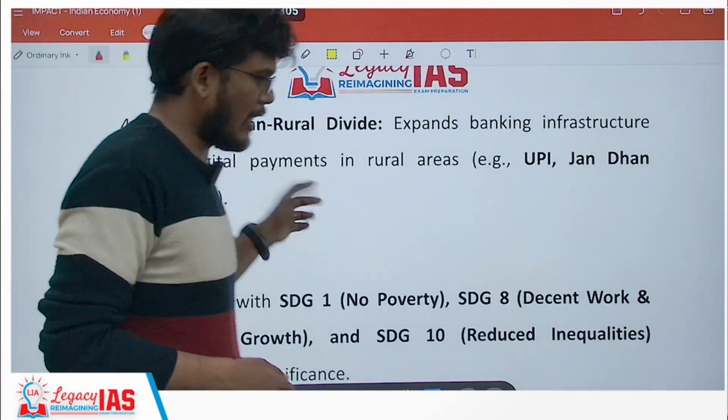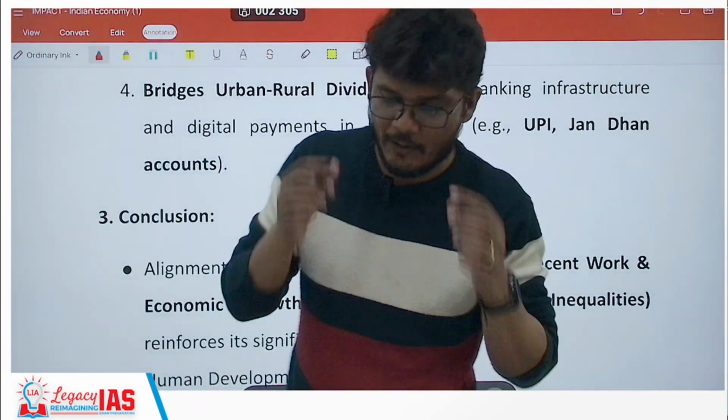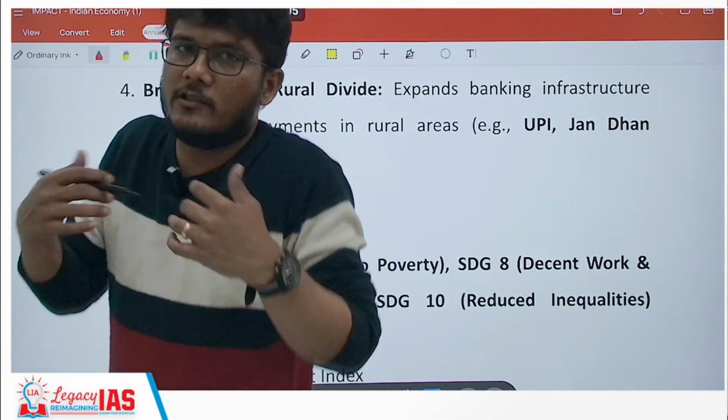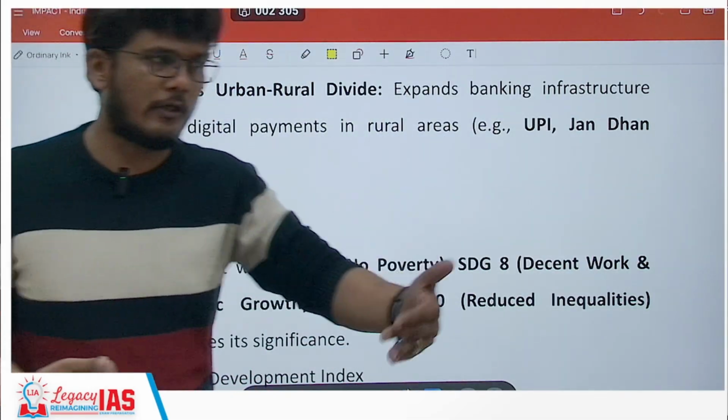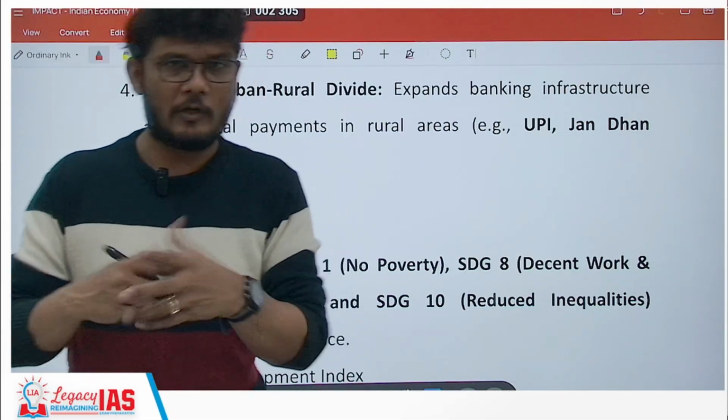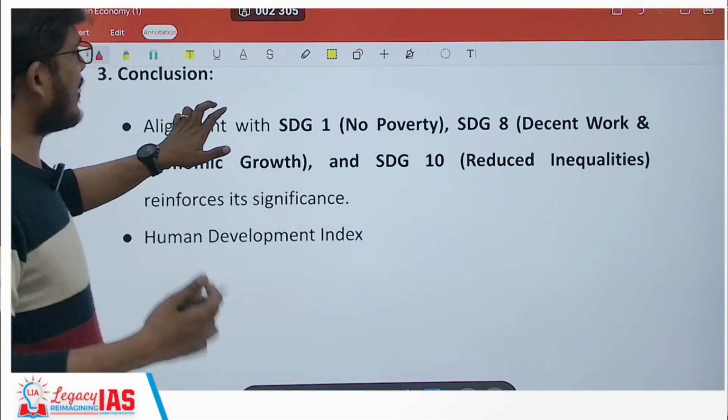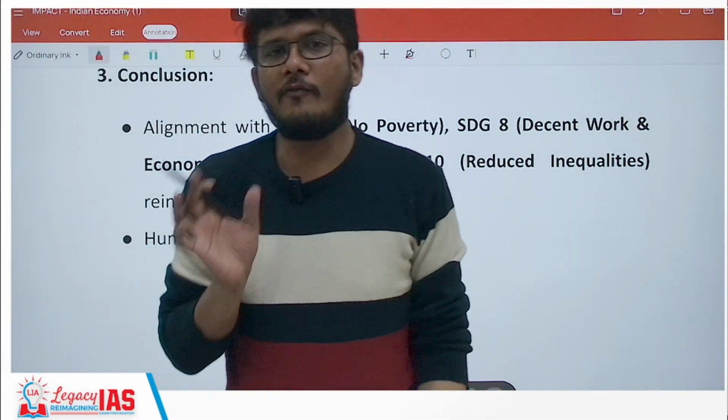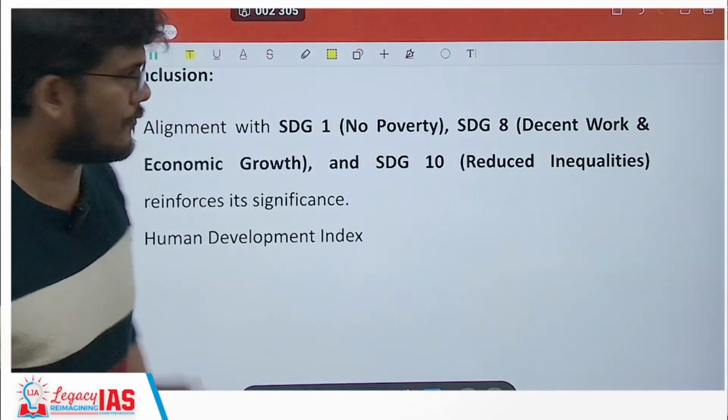Right? Bridging the urban-rural divide. Of course, why? Because financial inclusion is more in urban areas rather than rural. So those people will also come under the ambit of financial inclusion, thus increasing economic growth. It was a very straightforward part of the answer.